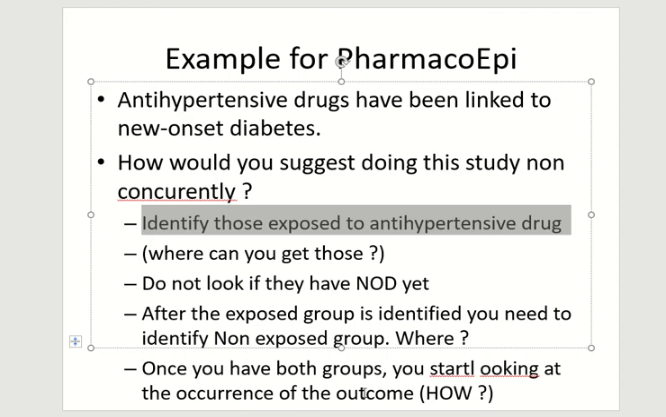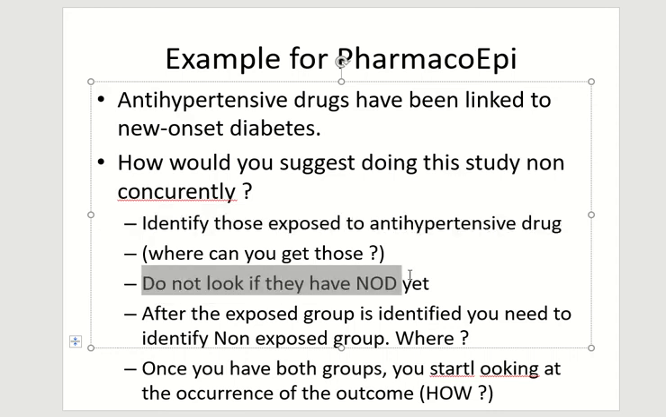Now, make sure that when you find them, you're not looking at whether or not they have new onset of diabetes. You're just looking if they're exposed or not.